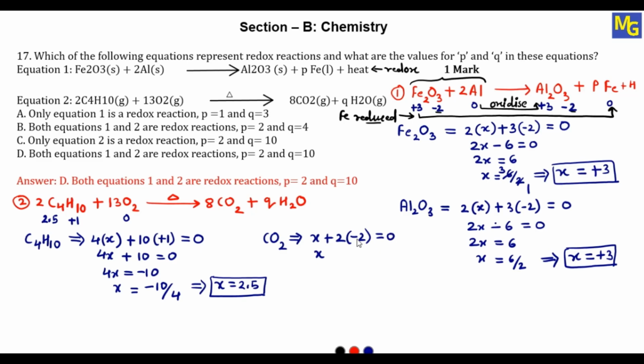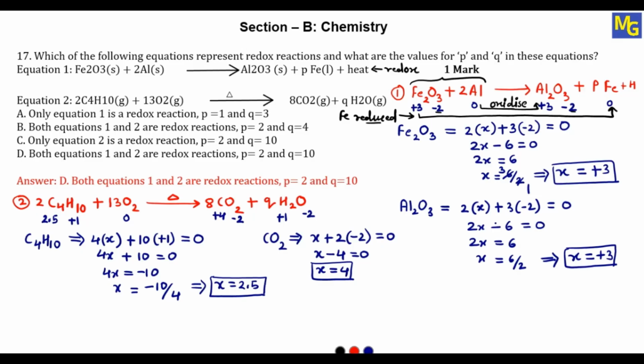So x plus or minus, minus 4 is equal to 0. Shift that to the other side, so here the oxidation state of carbon became 4. So I will write it here, 4. Oxygen, we know, here is minus 2. Hydrogen here is plus 1. Oxygen here is minus 2.